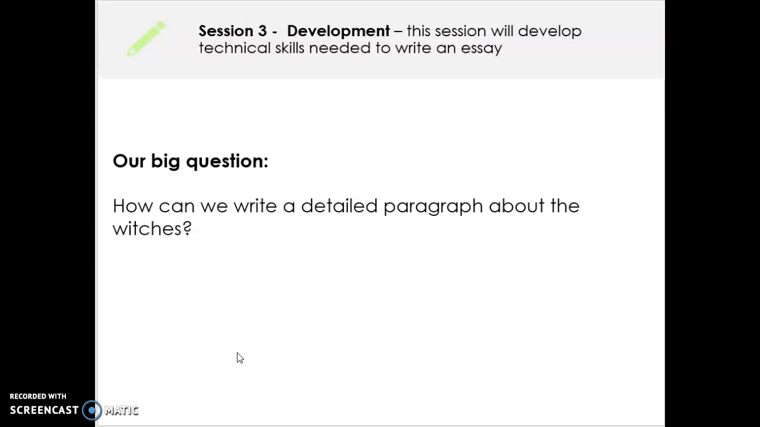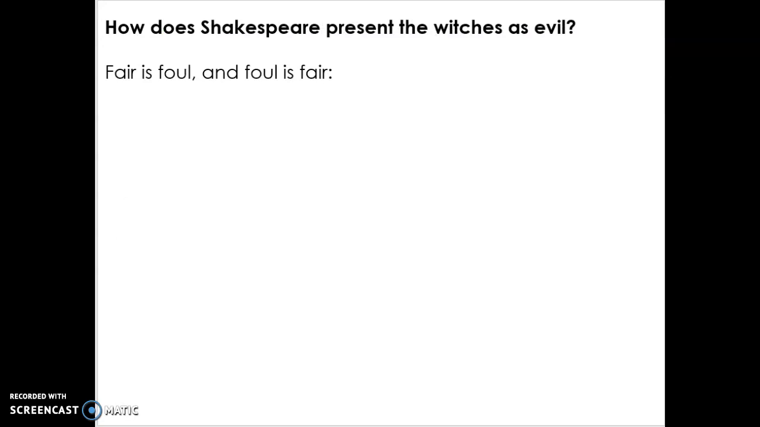to being analytical, which basically means an evidence-based paragraph, one that doesn't just summarise what we know about them and make some big sort of judgments about them, but to really engage with the evidence in the play. So the question we're answering is, how does Shakespeare present the witches as evil? So the first thing we need to do is to select a piece of textual evidence to write about, which will form the basis of this paragraph.